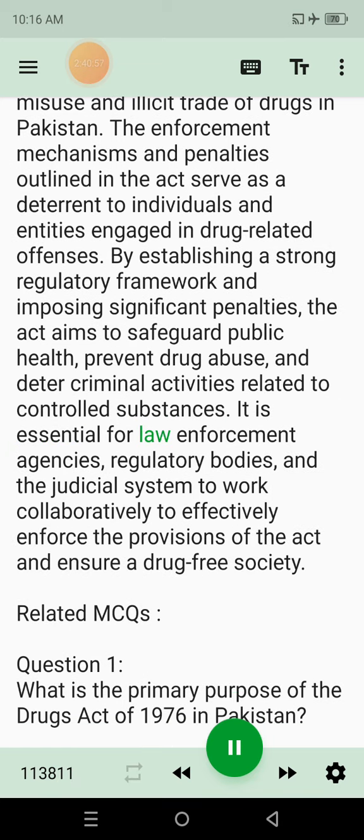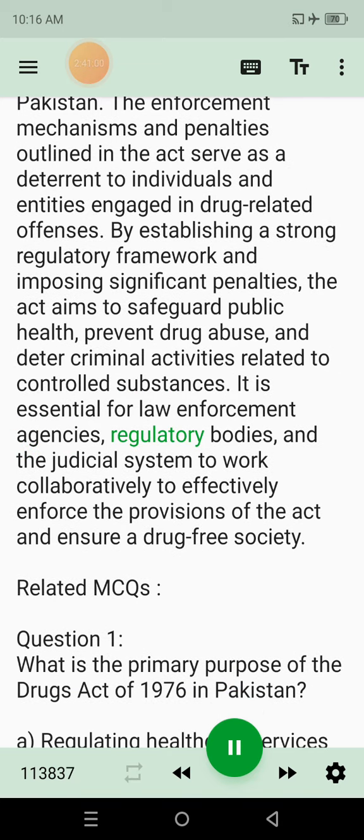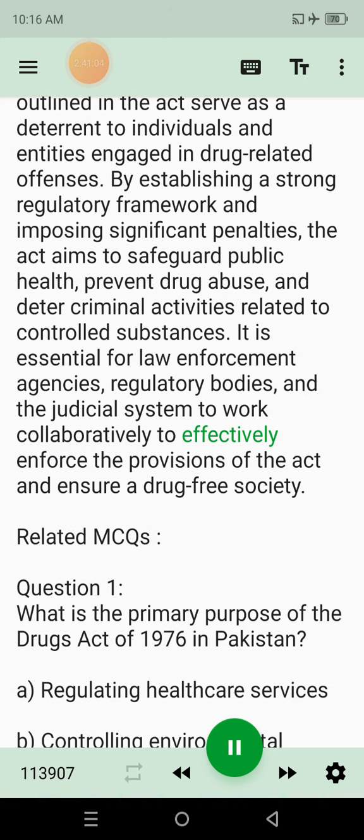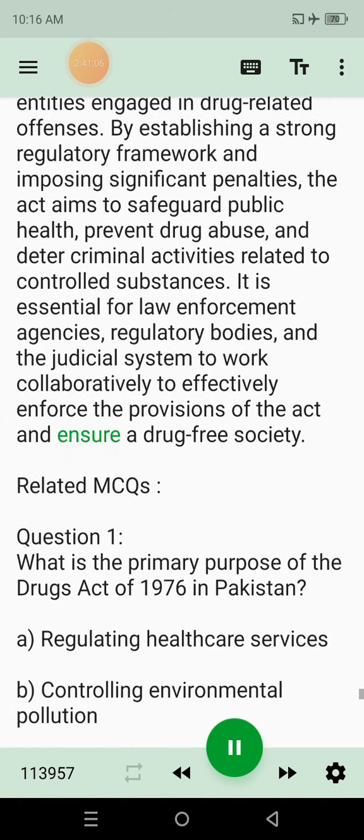It is essential for law enforcement agencies, regulatory bodies, and the judicial system to work collaboratively to effectively enforce the provisions of the Act and ensure a drug-free society.